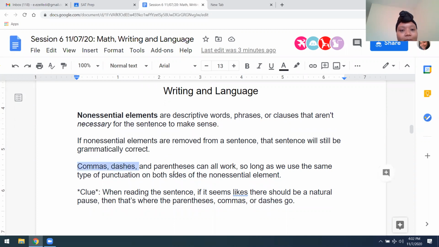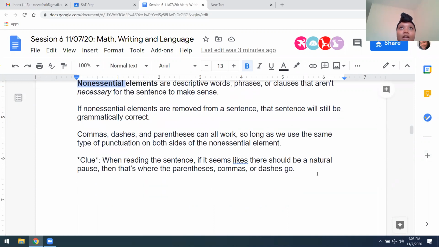So you can kind of use commas, dashes, and parentheses interchangeably, meaning you can switch them out as you see fit for non-essential phrases. But whatever you start with, you have to end with, meaning if at the beginning of the non-essential phrase you put a comma, then you close out that non-essential phrase with another comma. You don't start with a comma and end with a dash, or start with a parenthesis and end with a comma. You just have to make sure that it matches.